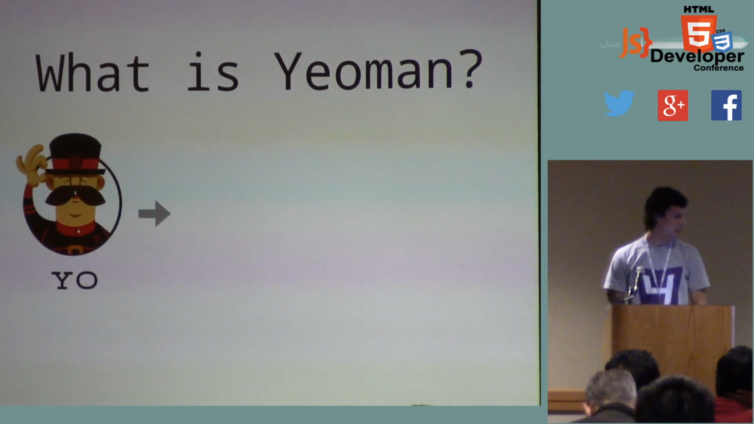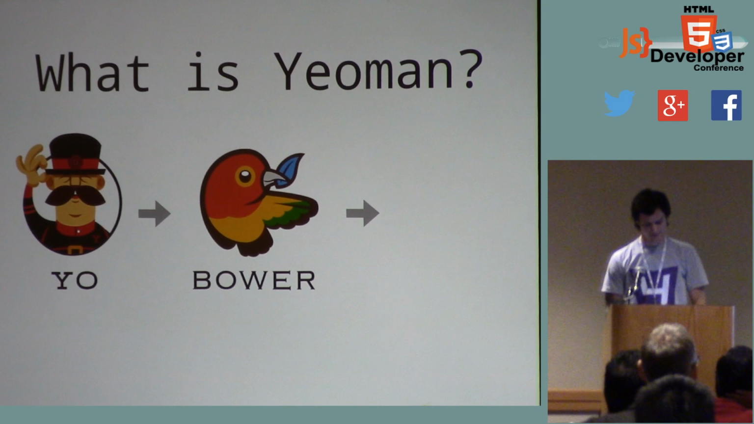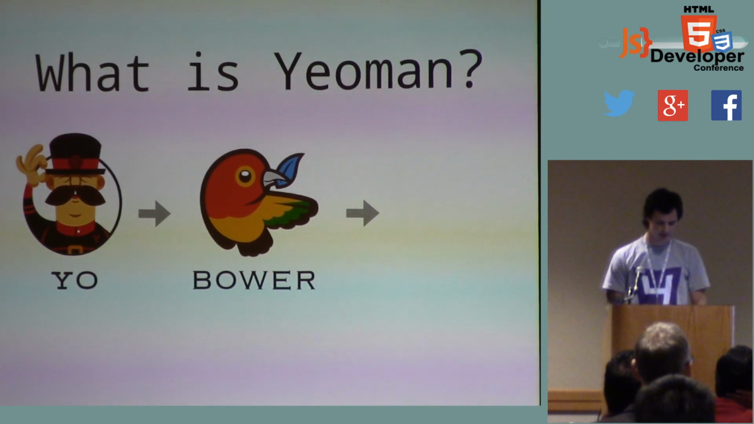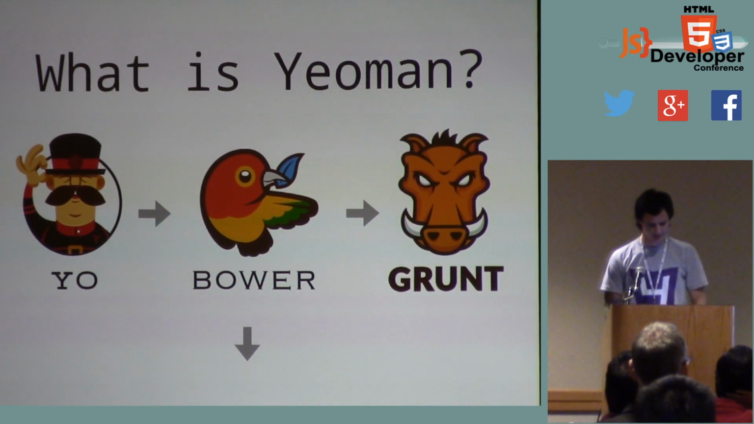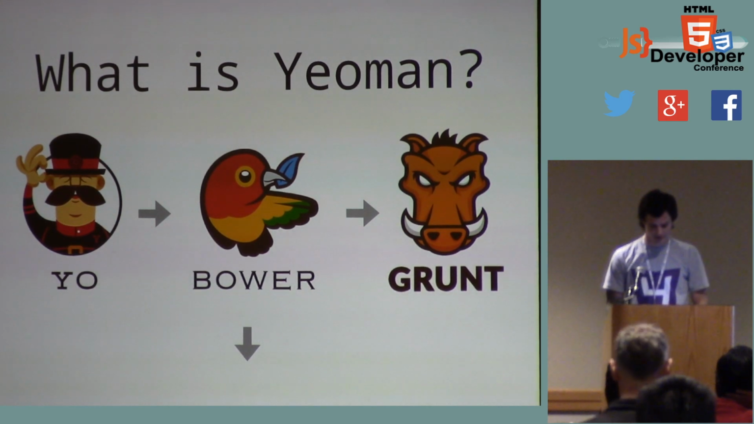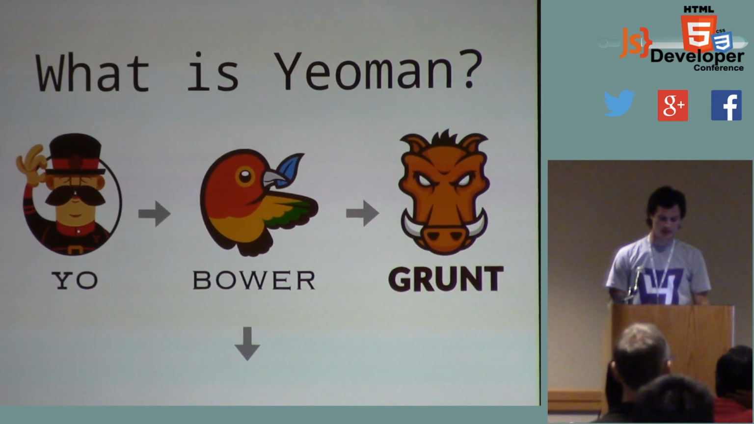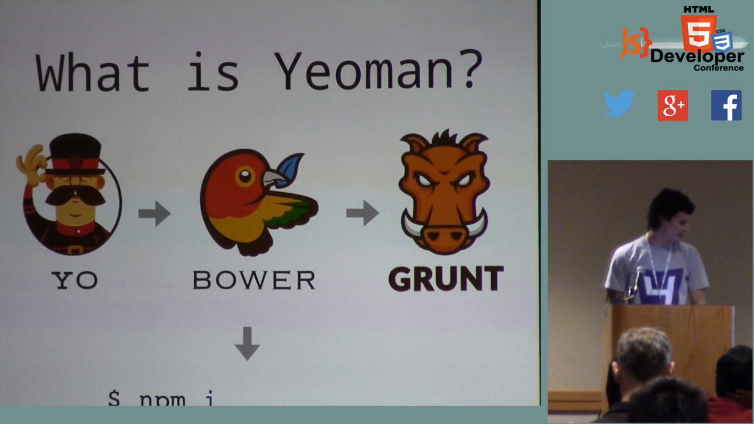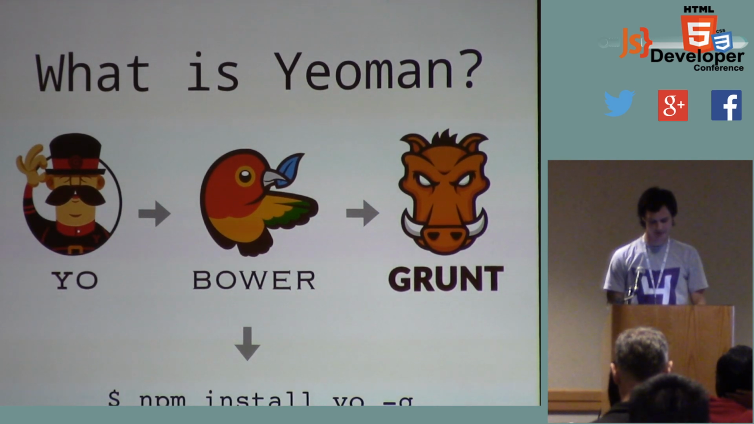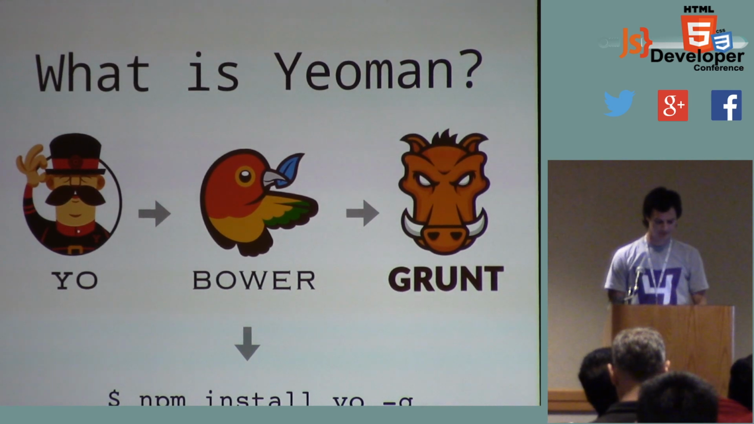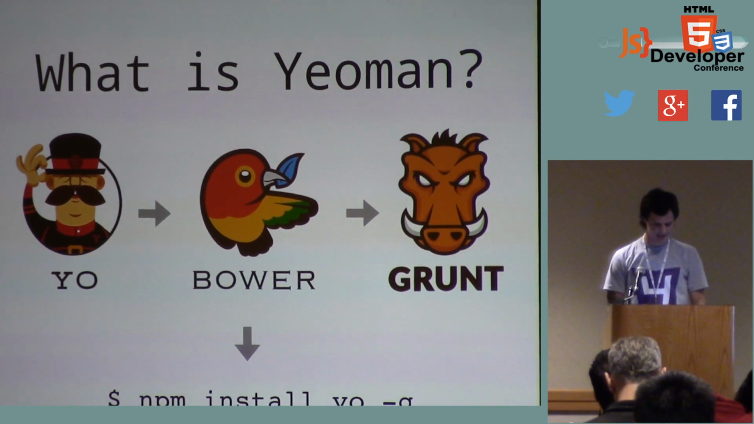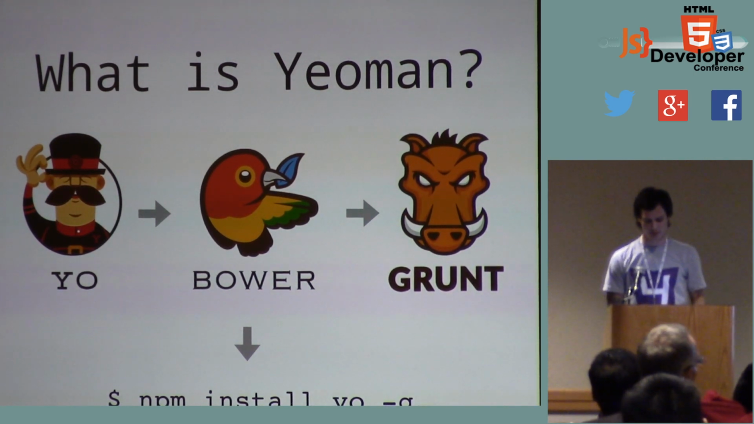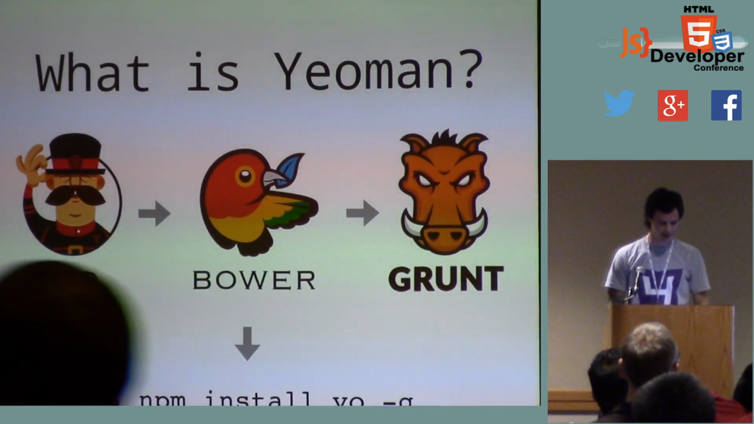So what is Yeoman? Well, Yeoman is a workflow composed of 3 tools, which is Yo, the scaffolding tool, Bower, the package manager, and Grunt, the build tool. They all run in the Node.js environment and are installed with one command, npm install yo. Passing the global flag allows the yo command to be invoked from any directory.